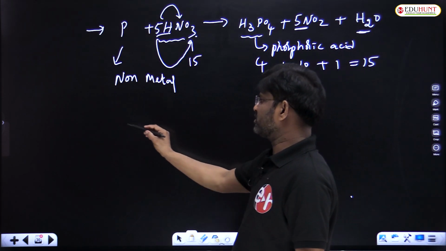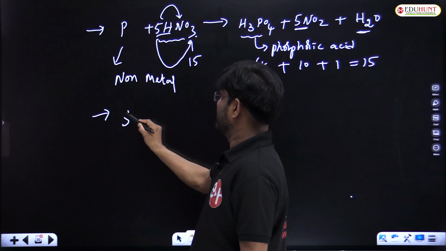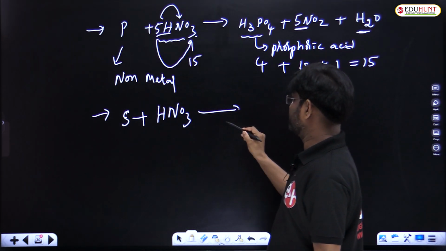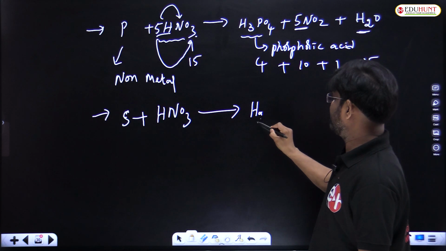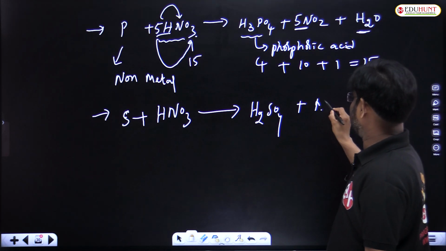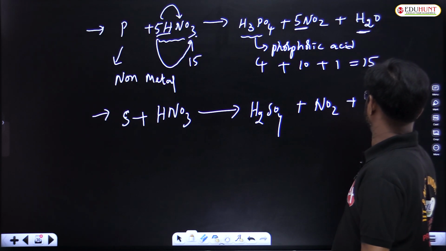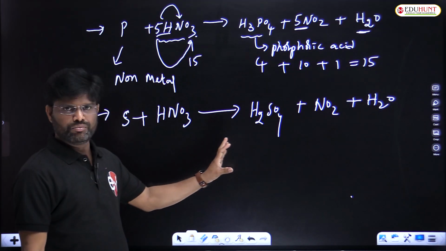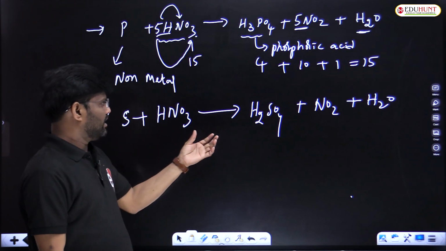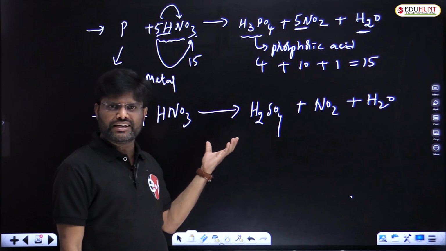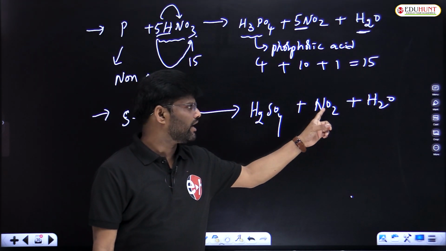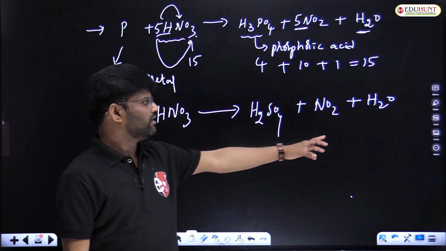Okay now. Next let's go to sulfur. Sulfur reacts with nitric acid and forms sulfuric acid, H2SO4, plus nitrogen dioxide plus water. These are the products. So sulfur reacts with nitric acid and produces sulfuric acid, nitrogen dioxide and water.